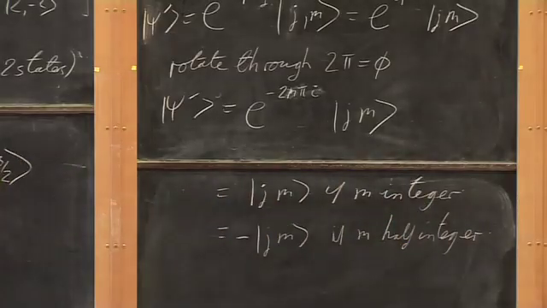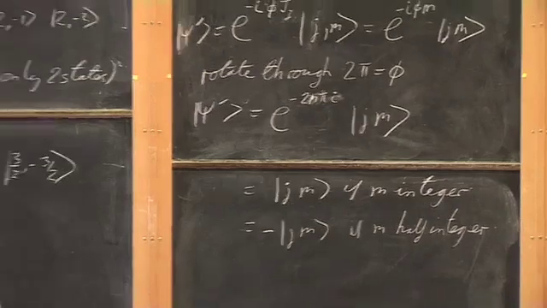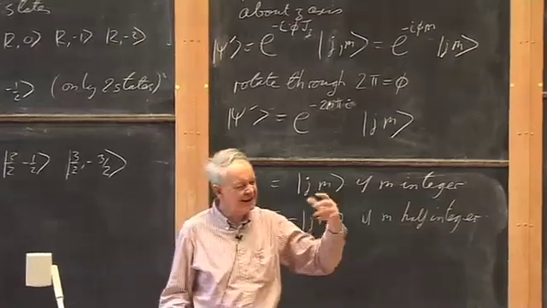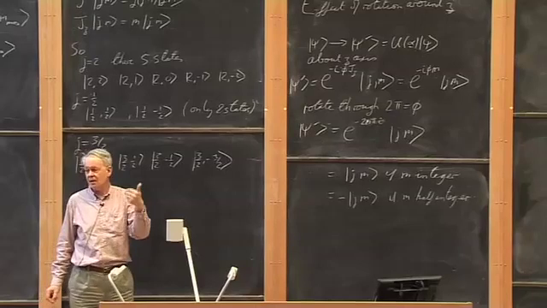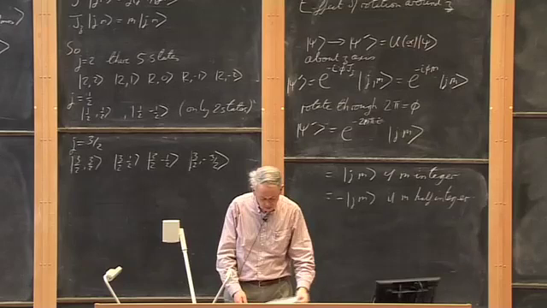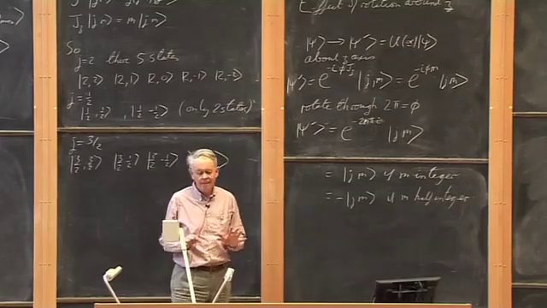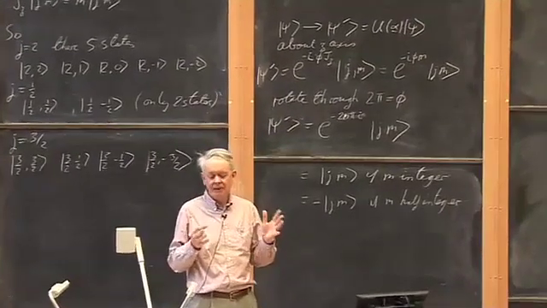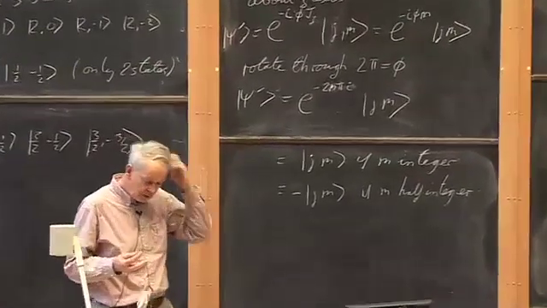So we have the surprising result that if you rotate a system with half-integer angular momentum completely around, through an entire rotation, its state doesn't return to its original state. It returns to minus its original state. And this seems strange to us because we have no concrete experience of this kind of thing, for the following reason.